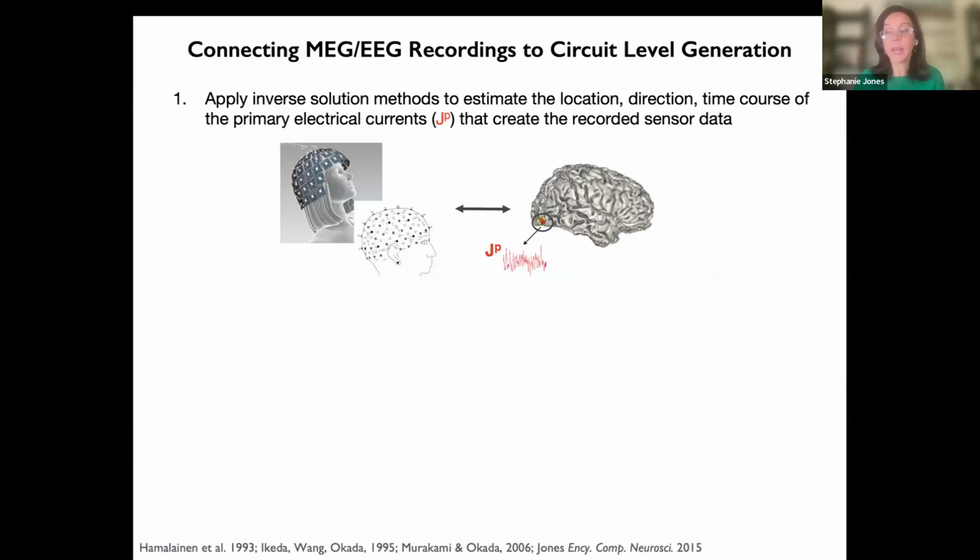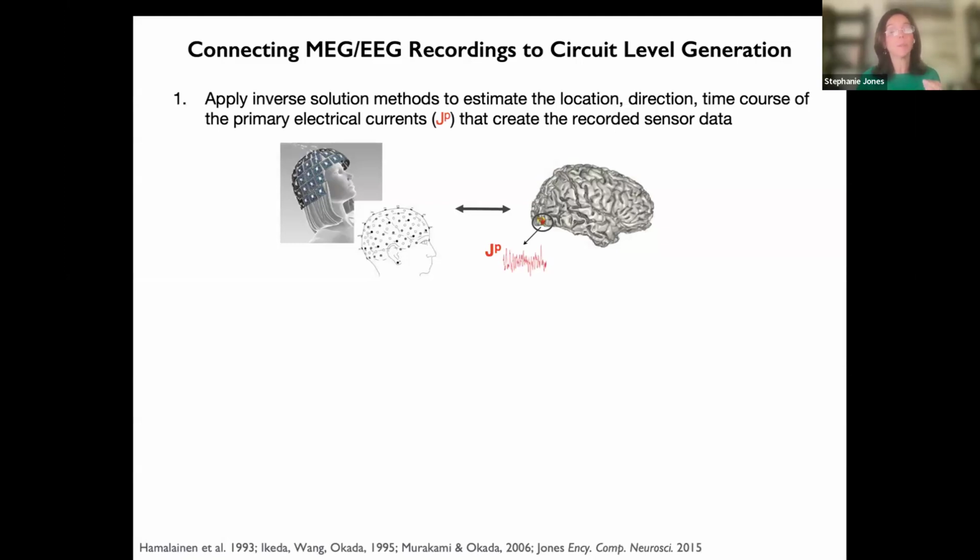So how do we go about creating a model that can connect these sensor level extracranial signals to the underlying cell and circuit level generation? Well, as I mentioned, the first step is to apply an inverse solution method. And this estimates the location and the direction and the time course of these big electrical currents. We refer to them as primary currents. These are what are creating the recorded signal.